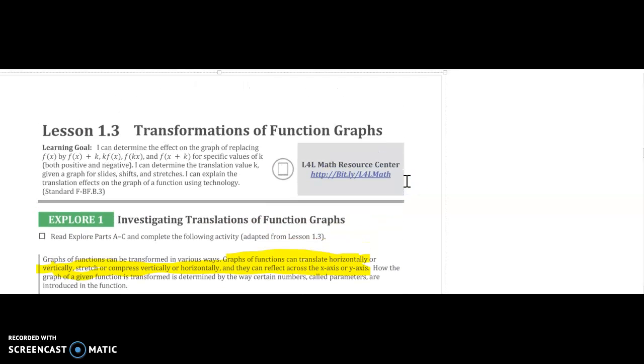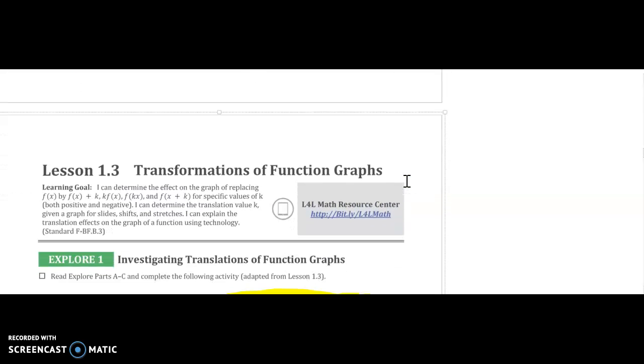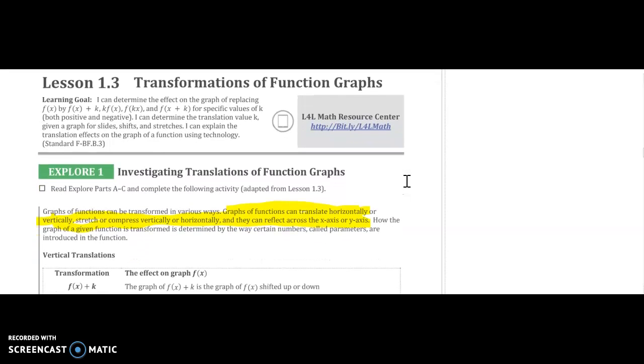Alright, so we're going to be working on lesson 1.3. I'm on page 22, so make sure you're on page 22. And basically what we're going to be doing is looking at how to tell if a graph gets translated horizontally or vertically, stretched or compressed vertically or horizontally, and what it looks like whenever we have a reflection of a graph of a function.